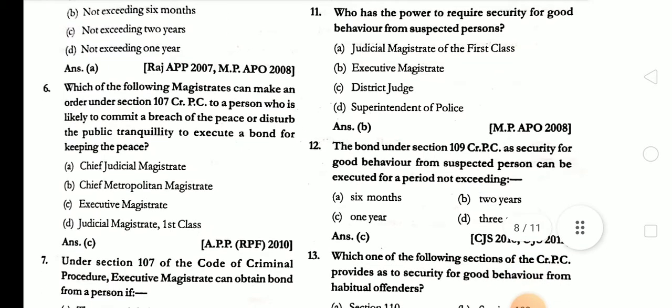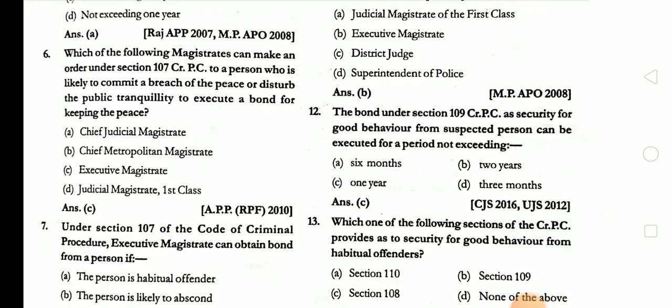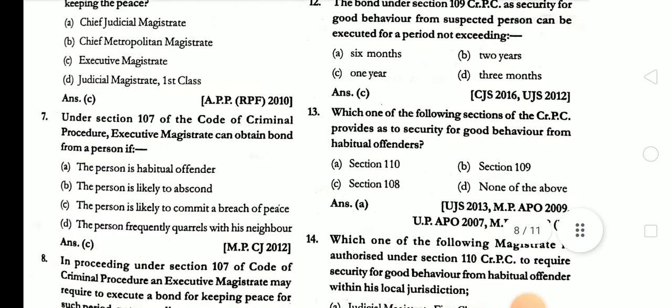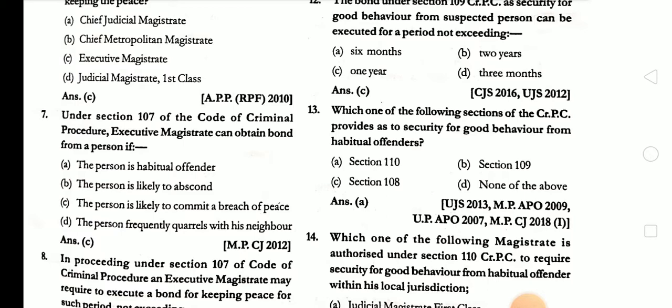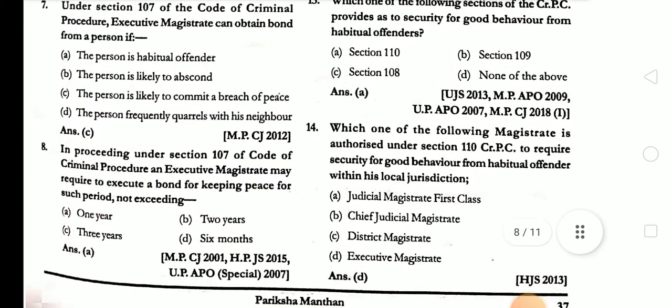Next question: which of the following magistrates can make an order under section 107 CRPC to a person who is likely to commit a breach of the peace or disturb the public tranquility to execute a bond for keeping the peace? Answer will be executive magistrate. And under section 107, the time period is only 1 year. Next question: under section 107 of CRPC, executive magistrate can obtain bond from a person if the person is likely to commit a breach of peace. Next, in proceeding under section 107 CRPC, executive magistrate may require to execute a bond for keeping the peace for such period not exceeding 1 year.